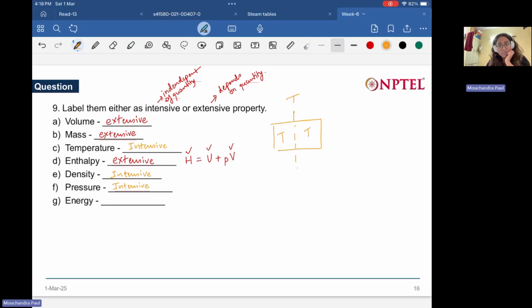If you again think of pressure, if you think how big or small the structure is, if you increase the pressure, it will experience the same pressure. So yeah, it is an intensive property. All right. Then energy. Is it an intensive or an extensive property? It is an extensive property.